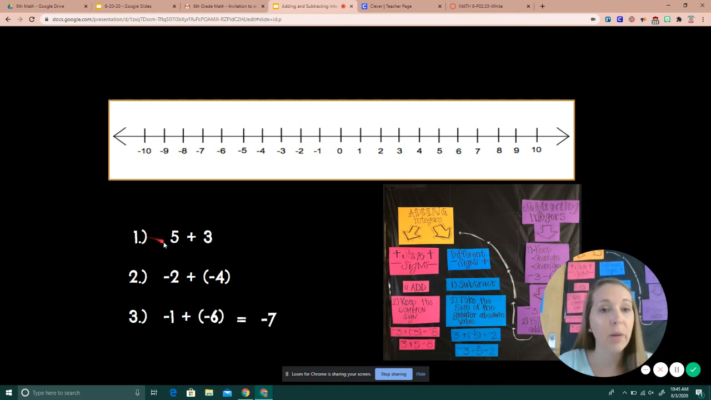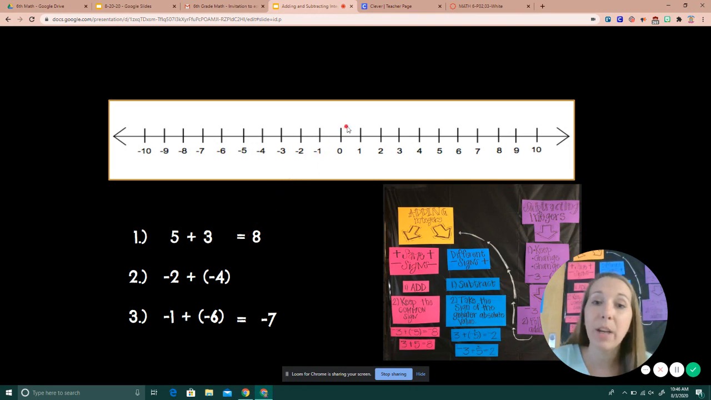Here we have 5 plus 3. We basically know how to do this from elementary school. If you're at 5 on the number line and you add 3, you go to the right 3 spaces, which puts us at +8. Then we have -2 and -4. Remember, if they are the same sign, which they are in this case, you add and keep the sign. So 2 and 4 make 6, and you keep that negative.